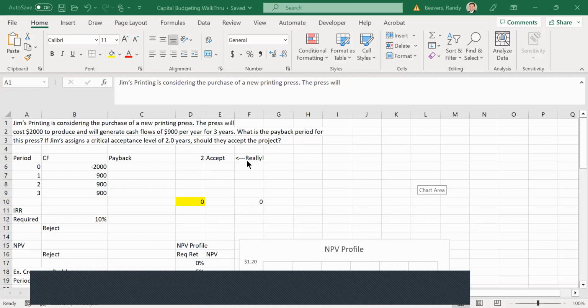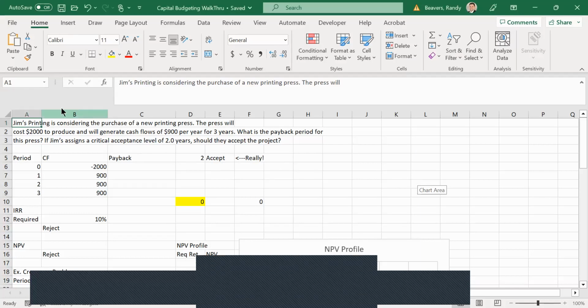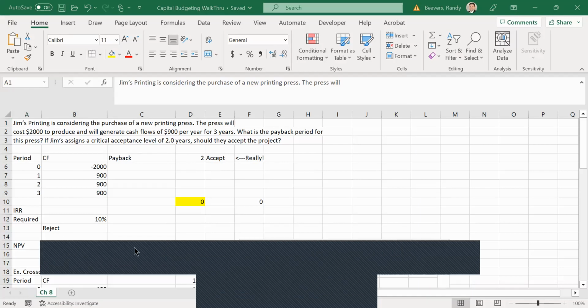This video will demonstrate how to do capital budgeting. This is an example adapted from the Bracker textbook, but it says that Jim's Printing is considering the purchase of a new printing press. The press will cost $2,000 to produce and will generate cash flows of $900 per year for 3 years. What is the payback period for the press? If Jim assigns a critical acceptance of 2 years, should they accept the project?